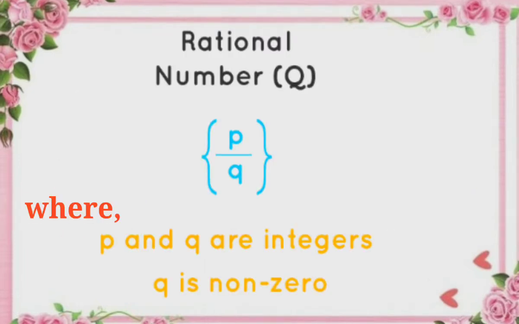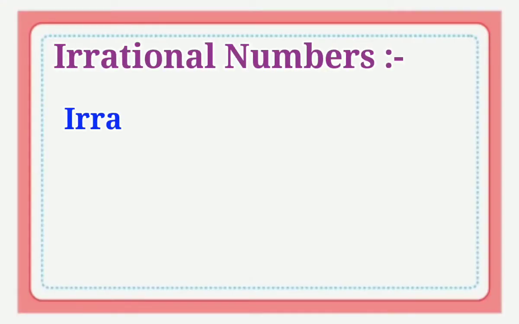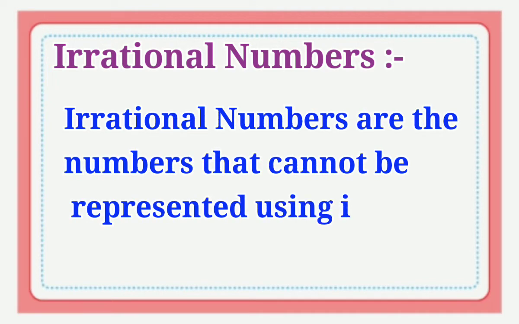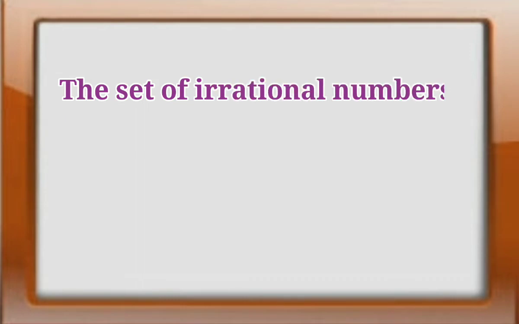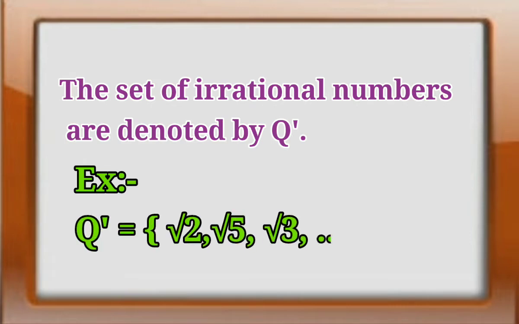Now we know about rational numbers in short. Q is equal to p by q, where p and q are integers and q is a non-zero number. Now we know about irrational numbers. Irrational numbers are the numbers that cannot be represented using integers in the p by q form. The set of irrational numbers is denoted by Q dash. For example, Q dash is equal to √2, √5, √3 and so on.